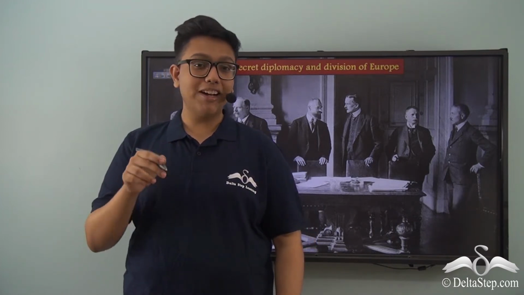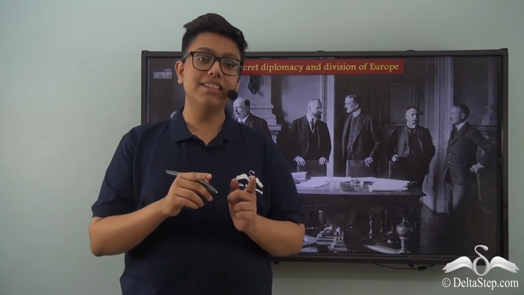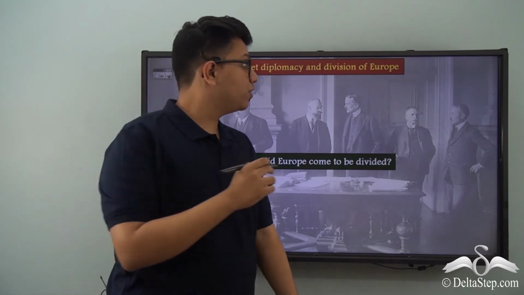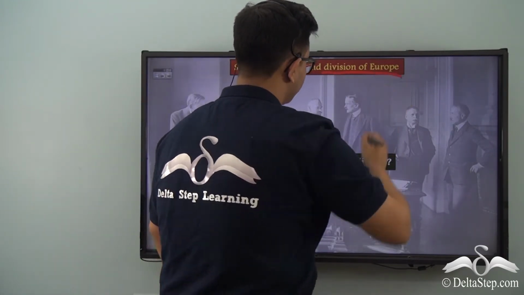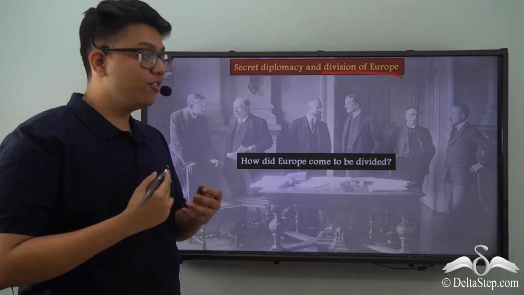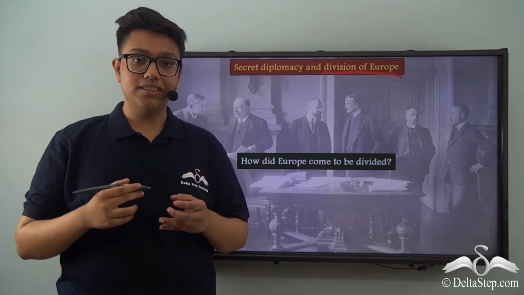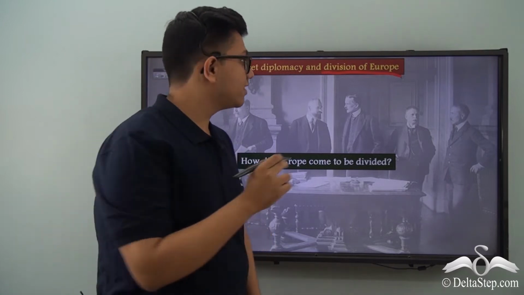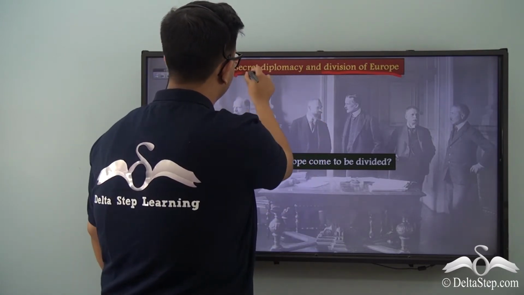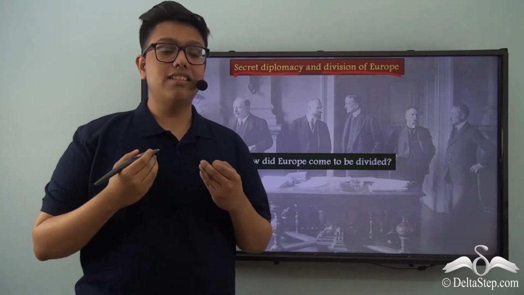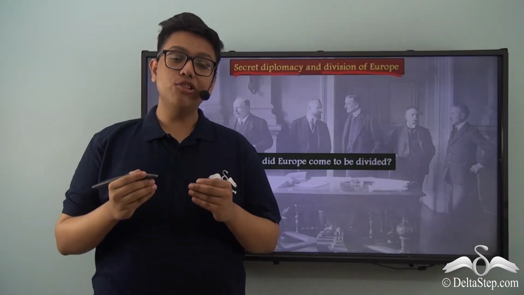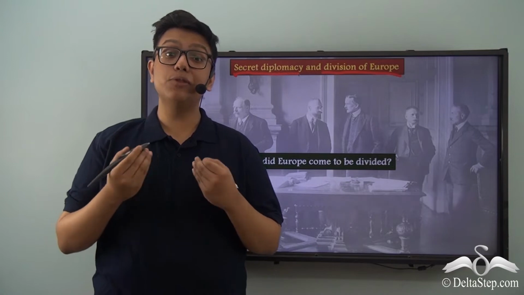But who will become your friends or allies in a war? Well, quite simply, the enemies of your enemies are going to be your friends. But then how did this conception lead to the division of Europe? You have to answer the question, how did Europe come to be divided? Well, these nations, in their pursuit of new allies, seek something known as secret diplomacy. And while conducting this secret diplomacy, they led to a division of Europe into two camps.